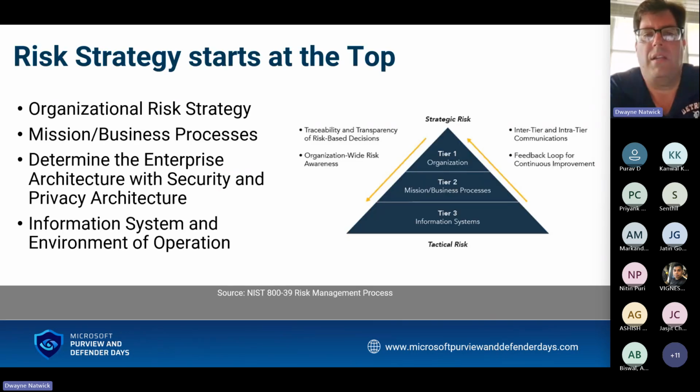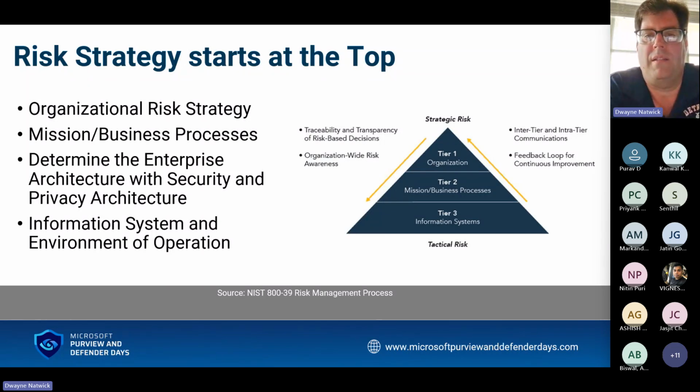And that strategy starts at the top. Again, having an alignment between the business and the technical aspects of things, having an organizational risk strategy, having a proper mission and business process around how data is being handled is going to determine your enterprise architecture, your security and privacy architecture, and how your information systems and your environment of operation are going to operate. And this is a continuous flow from top to bottom and bottom to top.